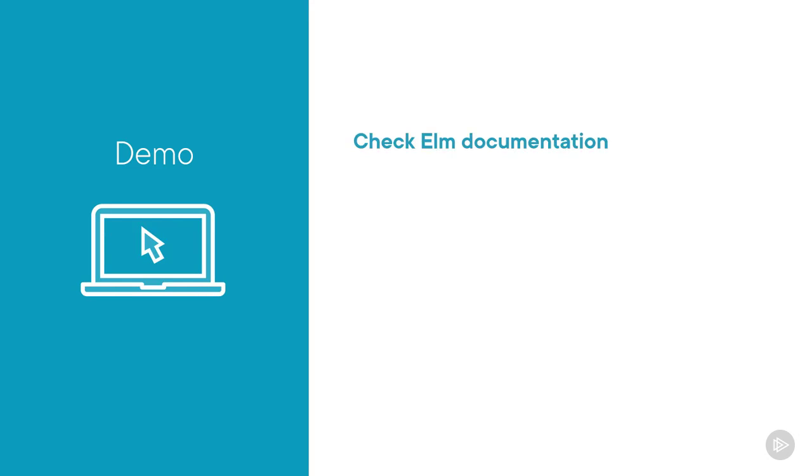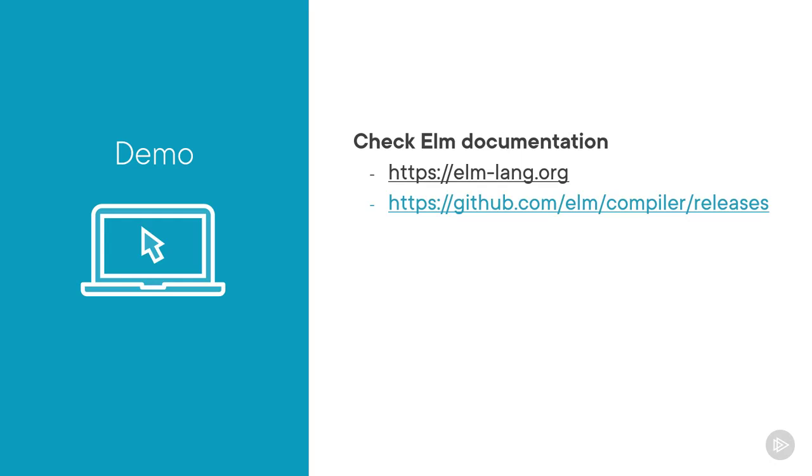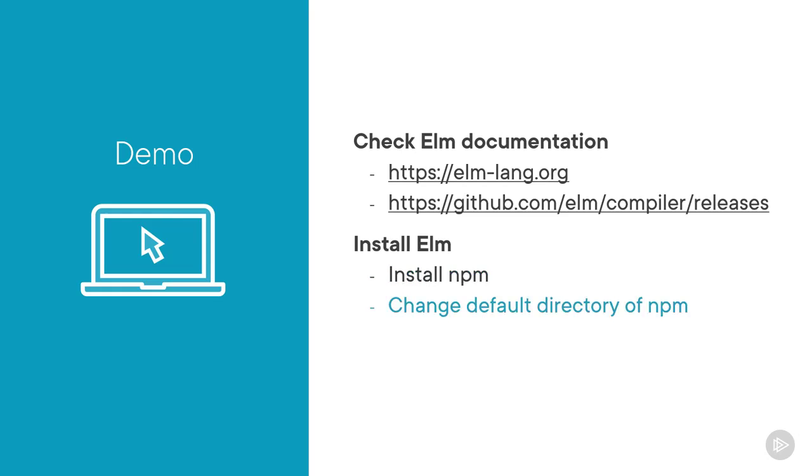First, we are going to have a quick look at Elm's documentation. In particular, we are going to check Elm's main website and the GitHub link with Elm releases. Next, we are going to install Elm as a NPM package. To achieve this, we need to install npm, then change the default directory of npm. Finally, we are going to check that Elm is successfully installed by running elm --version to get a confirmation of the installed version.